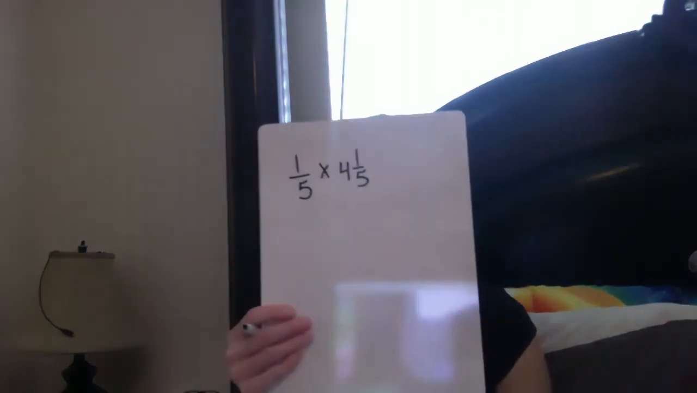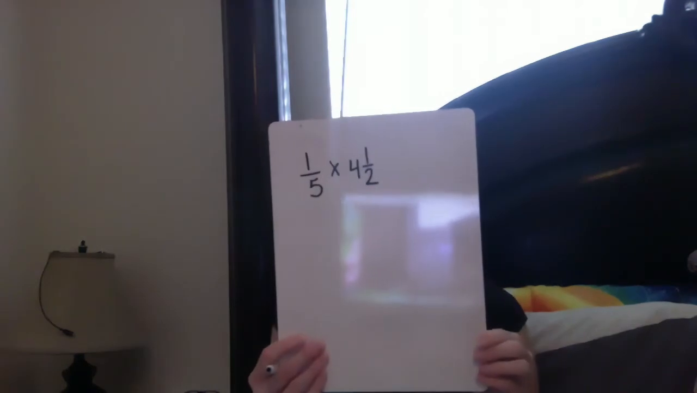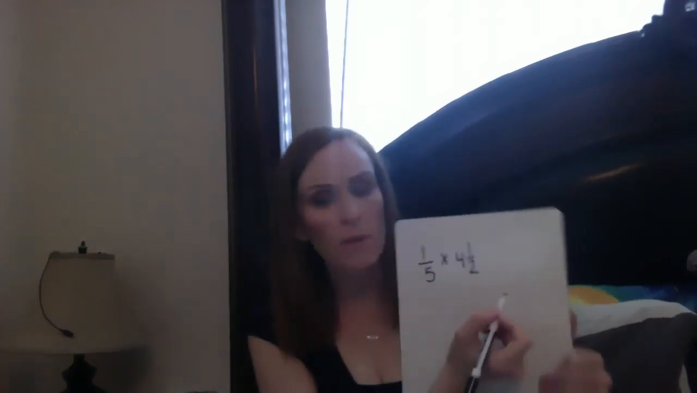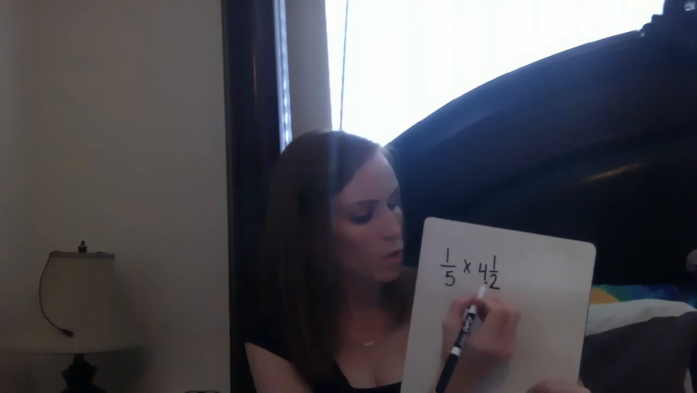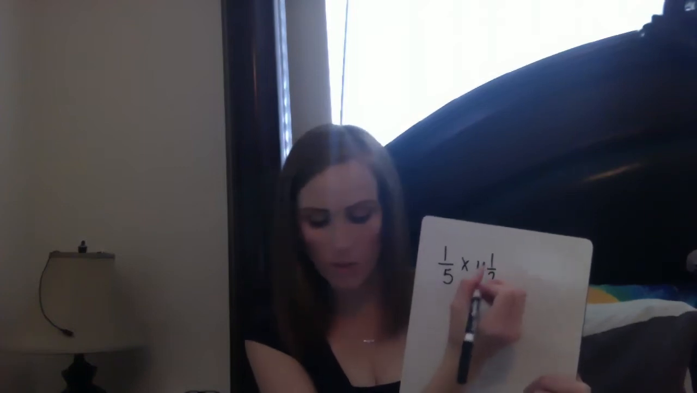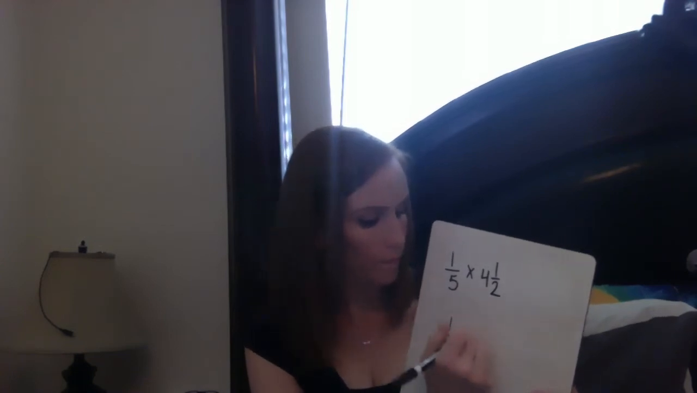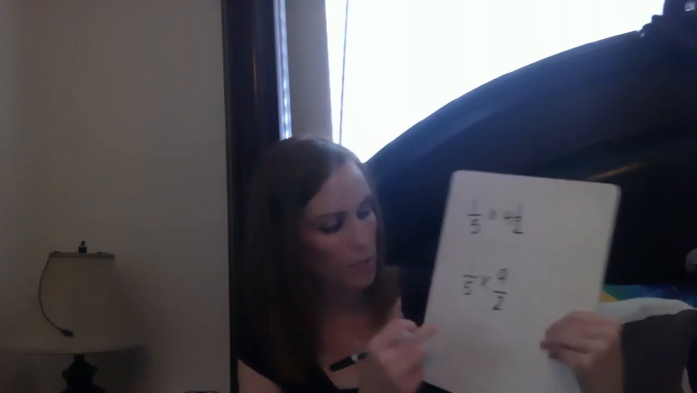So for example, if you have 1/5 times 4 1/2. First, we write the mixed number as an improper fraction. Remember that we turn this into an improper fraction by saying 4 times 2, which is 8. 8 plus 1 is 9. So let's rewrite this. 9, and then we keep our denominator the same. Nothing changes about our denominator.